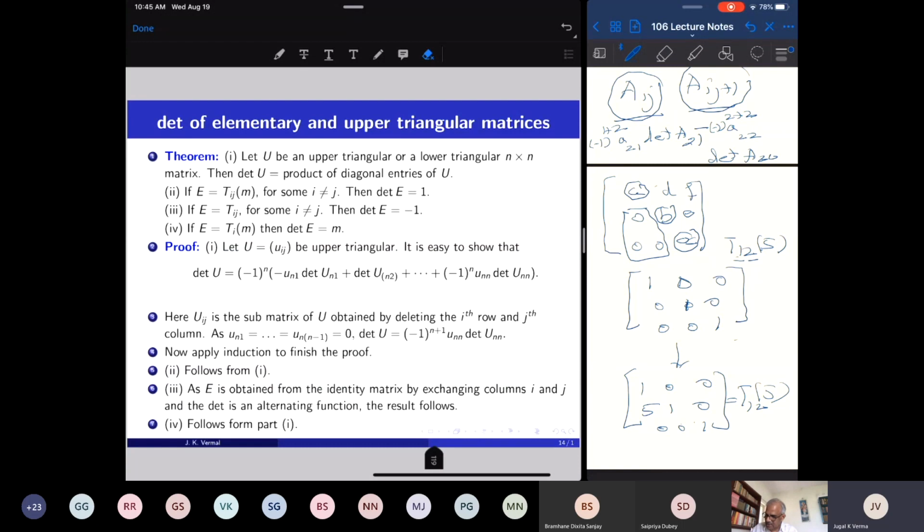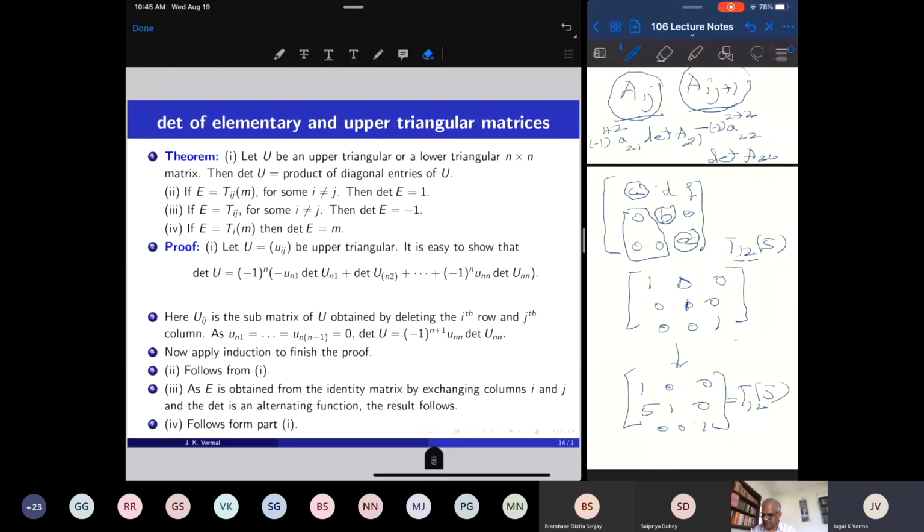In the third part, the determinant of a matrix which is obtained from the identity matrix by interchanging the ith row and jth row, by the alternating property, the determinant is minus 1. And the second part follows from the fact that it is an upper triangular or lower triangular matrix. So its determinant is the product, and the entries on the elementary matrix E are all 1 on the principal diagonal. So its determinant is 1. So we know the determinant of elementary matrices.